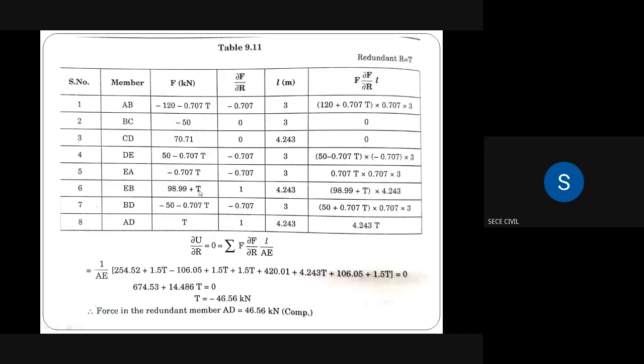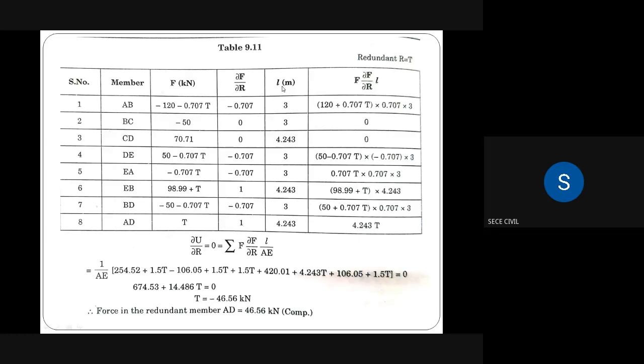In member EB, the force value is 98.9 plus T. Therefore, dou F by dou R is equal to 1. Differentiating, this T only will come. So dou F by dou R means differentiating T, that gives 1. So member BD, dou F by dou R minus 0.707. Finally, the redundant member AD, that is T. We only consider T as the force. So dou F by dou R is equal to 1.